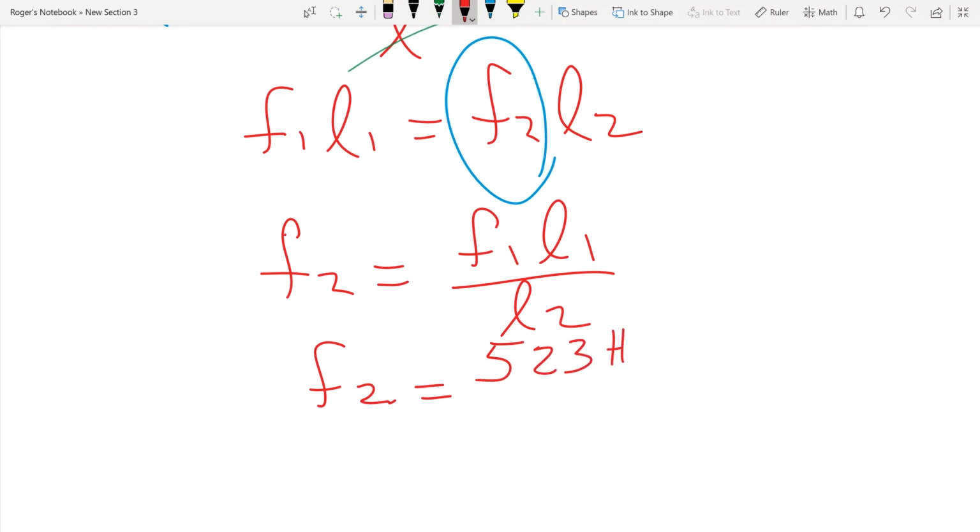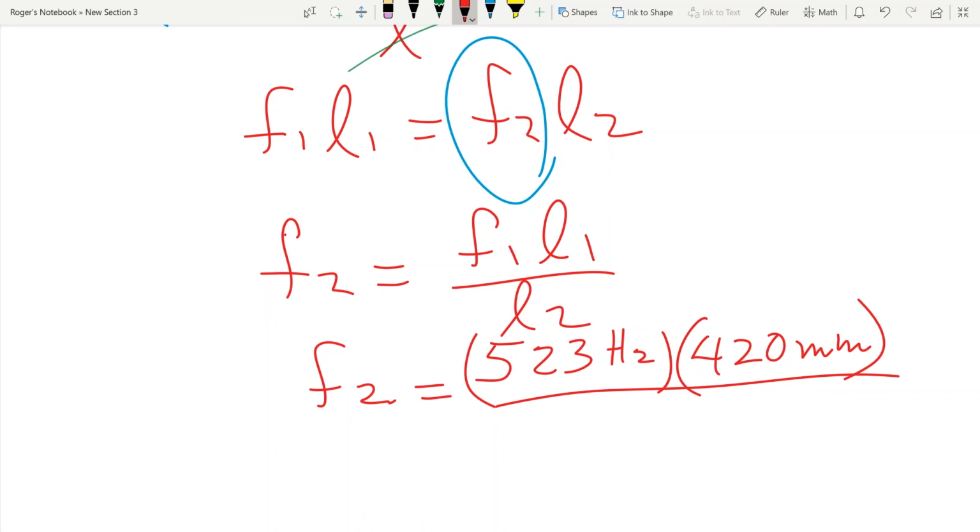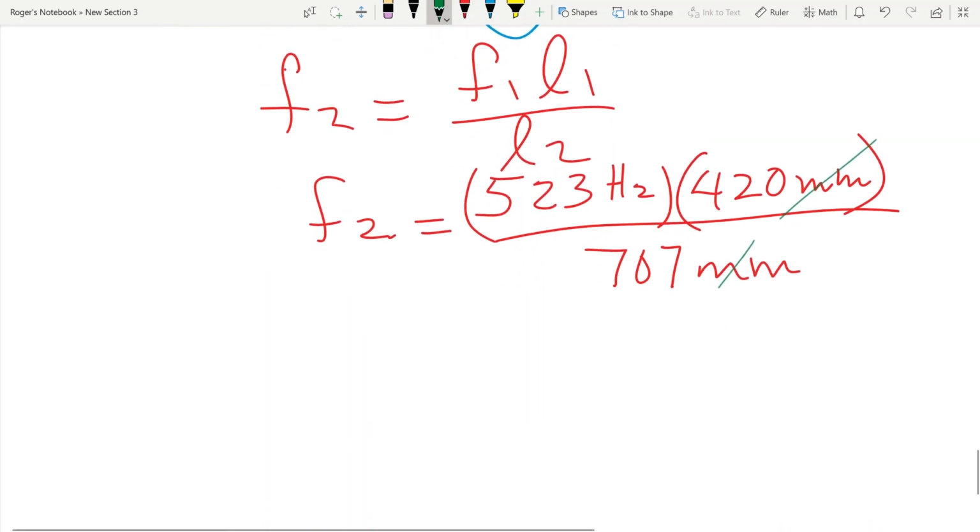523 hertz times 420 millimeters divided by 707 millimeters. Notice the millimeters cancel. If we're looking at units, the units cancel there, and so we're left with an answer of hertz, which is exactly what we need. So what does F2 come out to be?